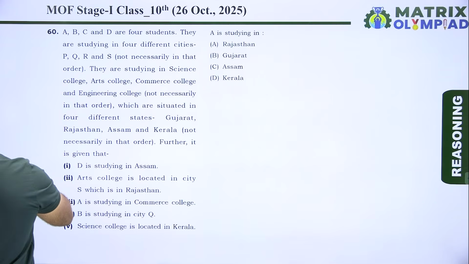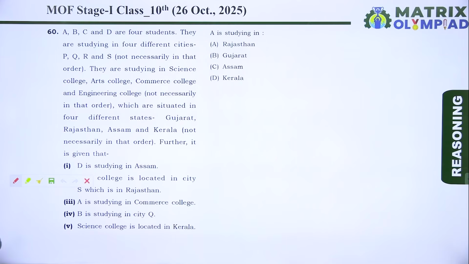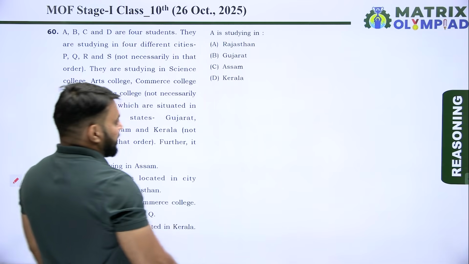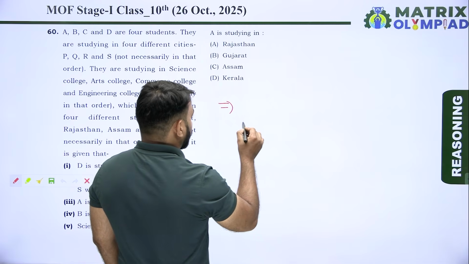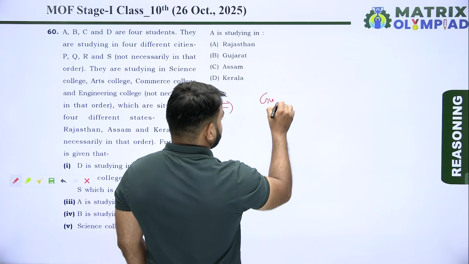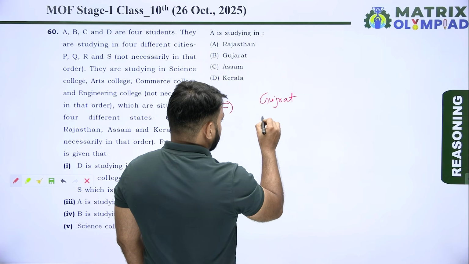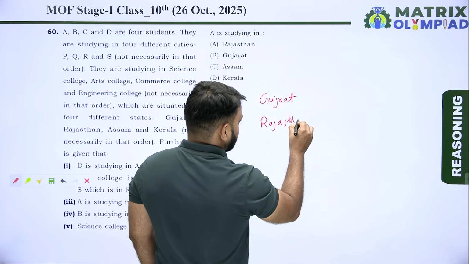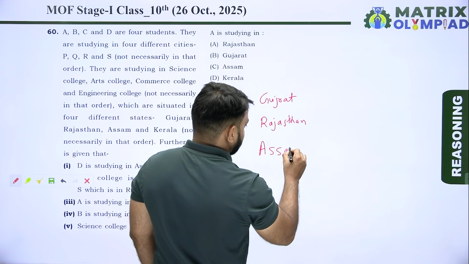Let's move on to the next question. So now the next question is question number 60. A, B, C and D are 4 students. They are studying in 4 different cities, P, Q, R, S, not necessarily in that order. They are studying in science college, arts college, commerce college and engineering college, not necessarily in that order, which are situated in 4 different states, Gujarat, Rajasthan, Assam and Kerala, not necessarily in that order. Further, it is given that, so according to the given question, there are 4 states, Gujarat, Rajasthan, Assam and Kerala.